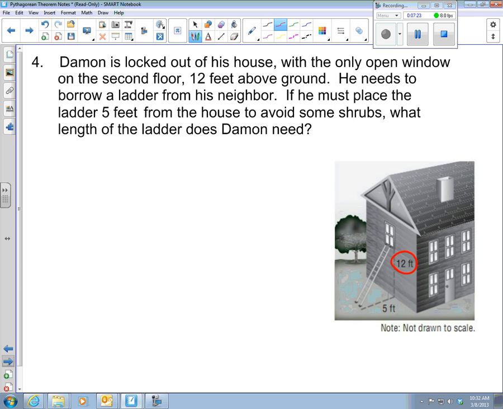He needs to borrow a ladder from his neighbor. If he must place the ladder 5 feet from the house, so there's 5 feet. So those are 2 legs right there, 5 and 12. To avoid some shrubs, what length of ladder does Damon need? So basically we're finding x, or our hypotenuse, the length of this ladder. So a squared plus b squared equals c squared is going to be 5 squared plus 12 squared equals, we'll just call it x squared.